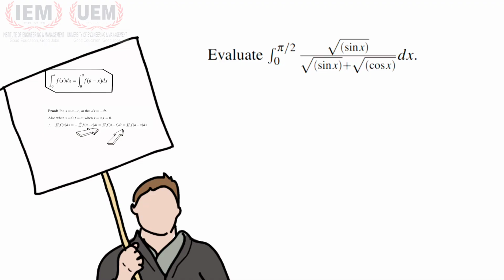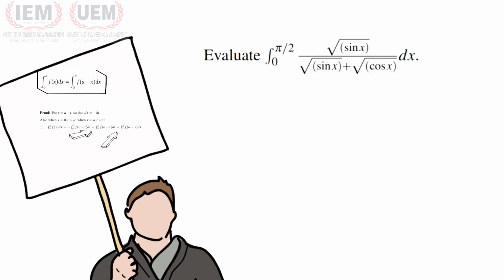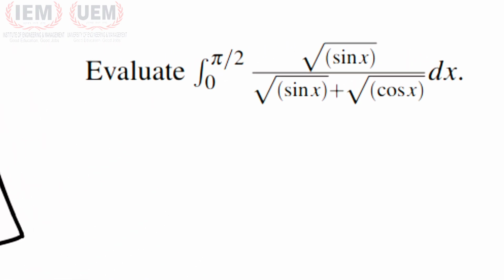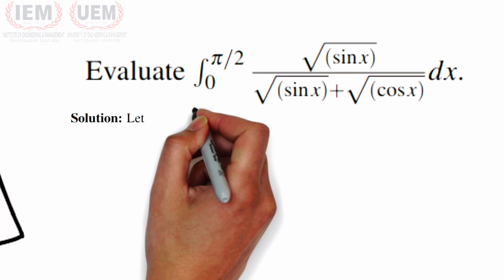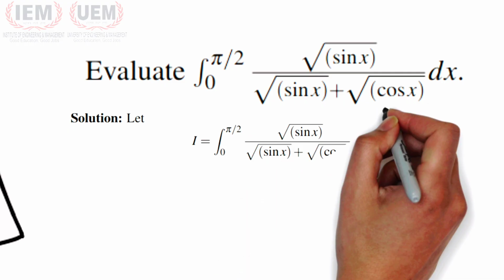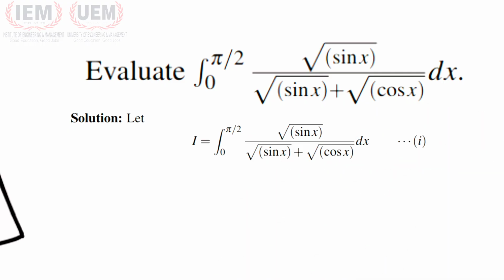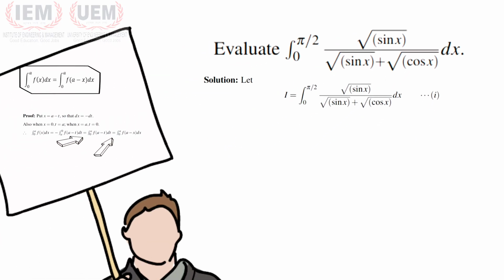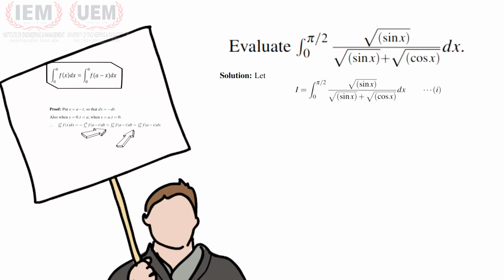The question is to evaluate the integral from 0 to pi by 2 of the square root of sine x, whole divided by the square root of sine x plus the square root of cos x, dx. To solve this, let us denote I is equal to the integral from 0 to pi by 2 of the square root of sine x, whole divided by the square root of sine x plus the square root of cos x, dx, and label this expression as equation 1.